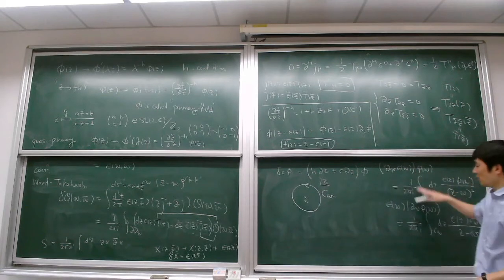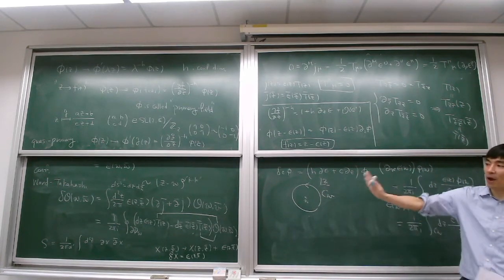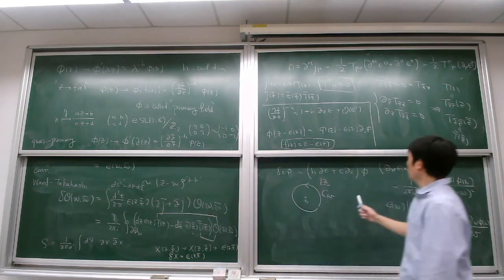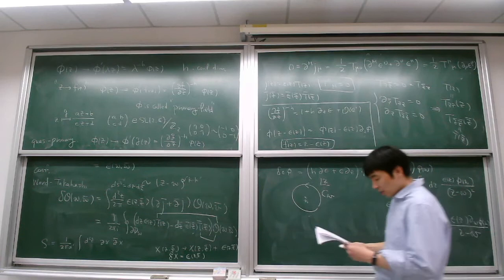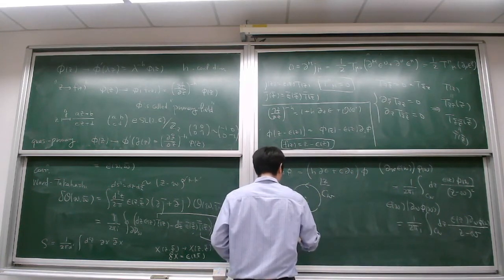You can just apply this contour integral to here, and just compare the contour integral here and the contour integral here. And what you get is the OPE with the stress energy tensor. So this is the most essential part of the conformal theory.